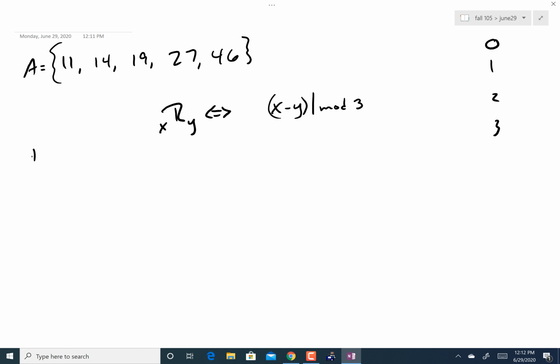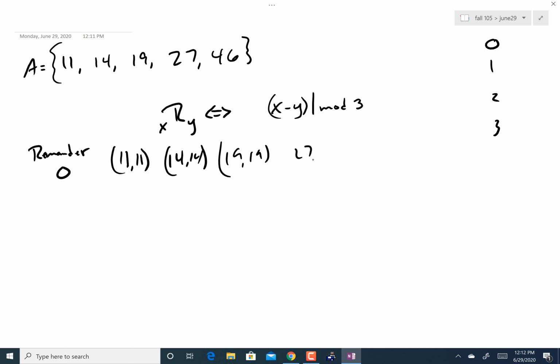So let's do the remainder 0 class. Well, of course, 11 and 11. Duh. 14 and 14. 19 and 19, obviously. 27 and 27, sure. And 46 and 46. That's great. Those are the obvious ones. Now, when I subtract, 46 minus 27 is 19. That's not divisible by 3 evenly, so I'm going to continue on. 46 minus 19 is 27, and that is divisible by 3, so 46 and 19 works. By the way, so does 19 and 46. Are you with me?